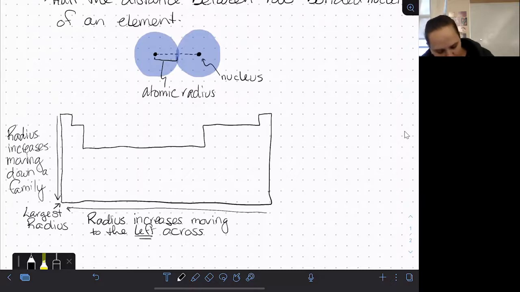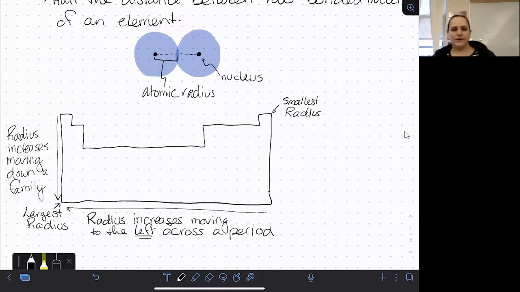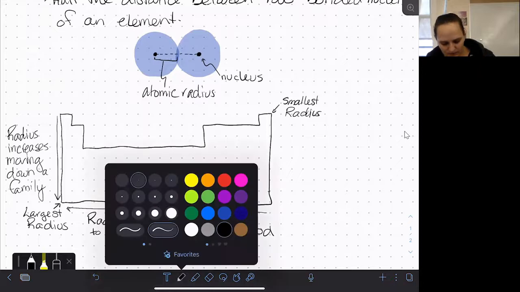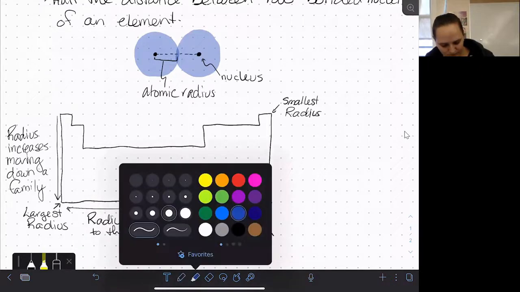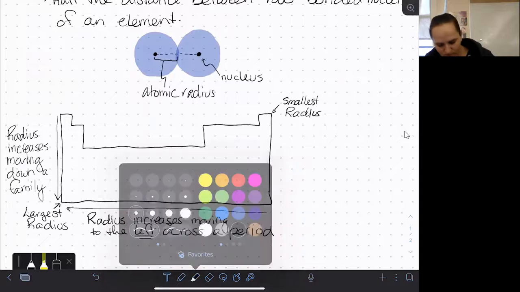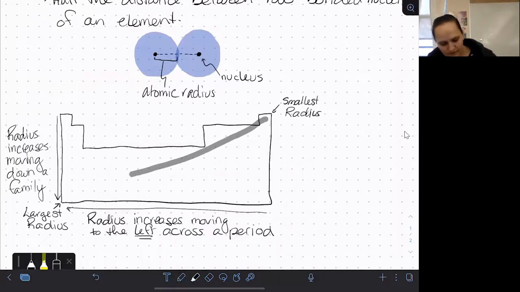As you're moving across a period, that means that the smallest radius is helium up in the top right-hand corner, and then as we move down and towards the left is where our radius is getting larger. We'll talk about why these trends are the way they are in the next video. For now, we're just introducing that they exist.